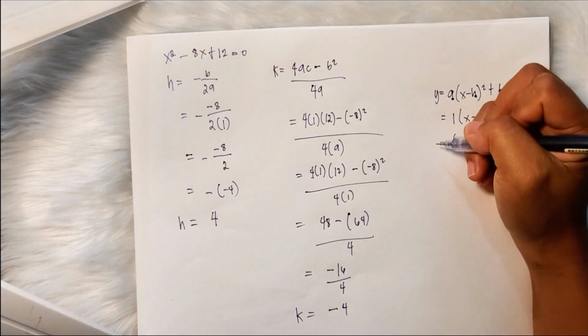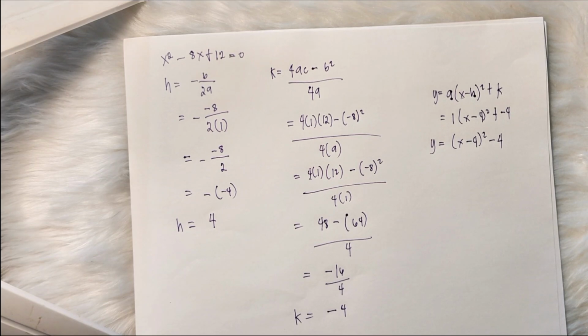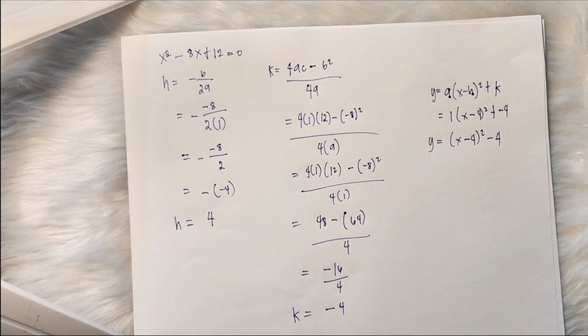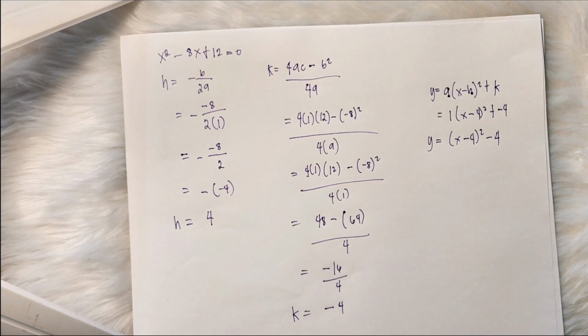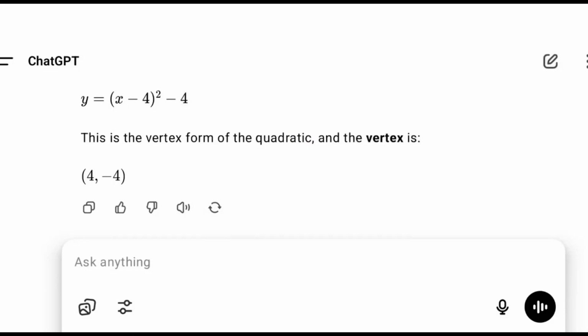Ayan, ganyan kasimple. Everyone, this is how to transform a quadratic equation into vertex form by the use of this method. Para sa akin mas simple ito kaysa sa completing the square kung hindi ka marunong. Now let's try another example, which is 2x squared plus 8x plus 5. Let's transform this quadratic equation into vertex form.